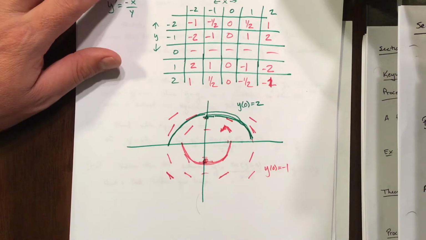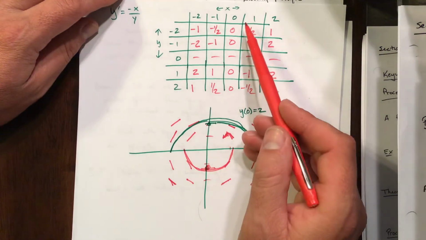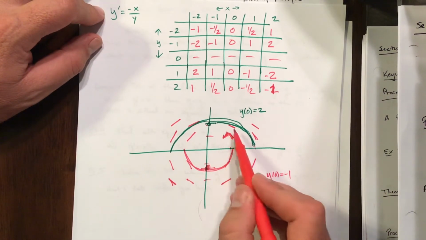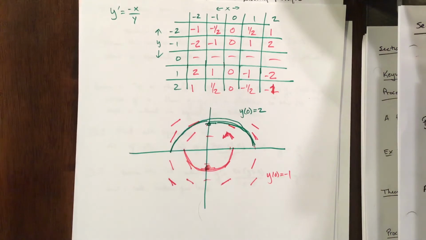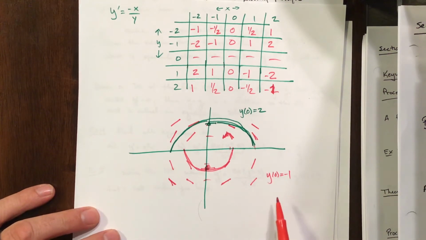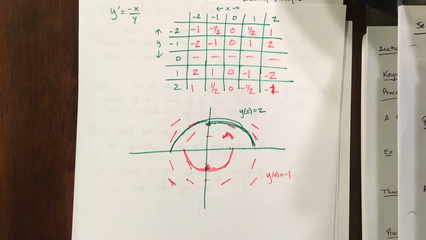We're plugging in a bunch of x and y's into our differential equation. Whatever the output of that is, that's the slope, the slant of the little short line segment we plot at that ordered pair. And then given an initial condition like y of 0 is 2 or y of 0 is negative 1, we start there and we just play connect the arrows. Okay. All right.